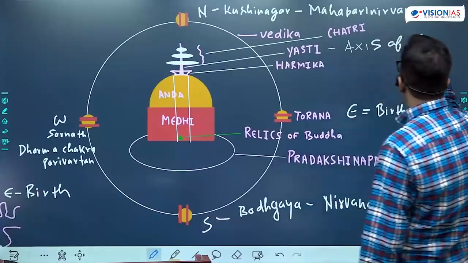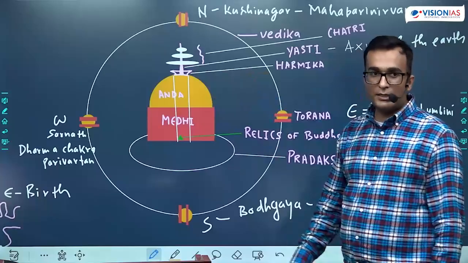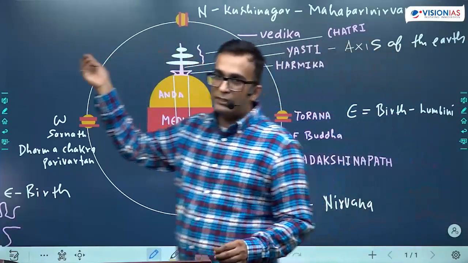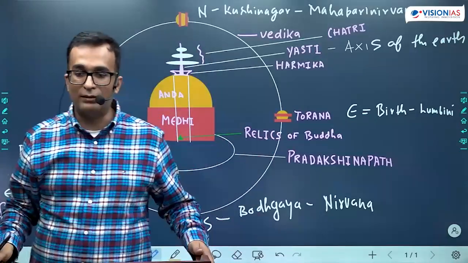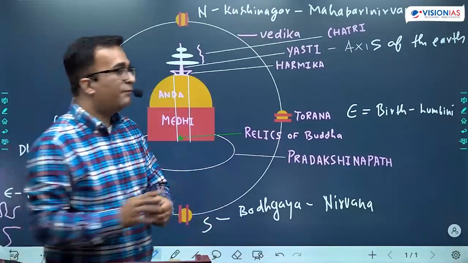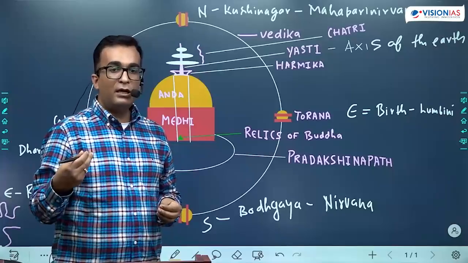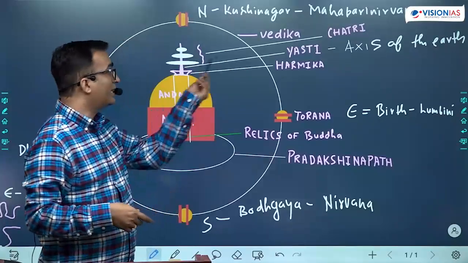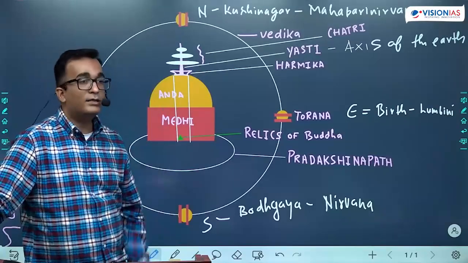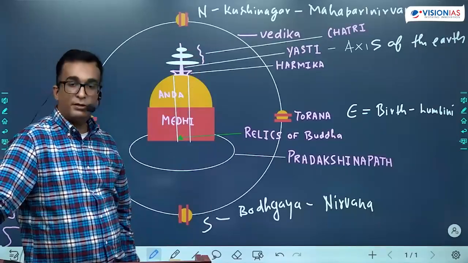Then these Chhatris. The three Chhatris are representative of the three important things in Buddhism: Buddha, Dhamma, Sangha, the three Ratnas of Buddhism. The upper one, the smallest one, is Buddha; the meaning of Buddha is the awakened one. Dhamma, the second one, is the doctrines of Buddhism. And Sangha is the monastic order of Buddhism. So these are represented by the Chhatris.